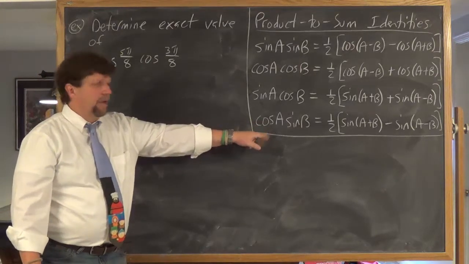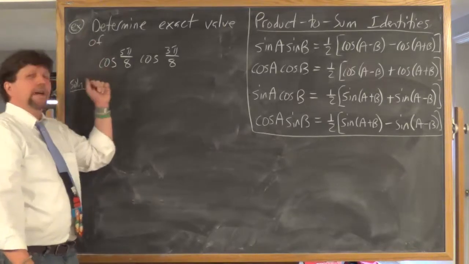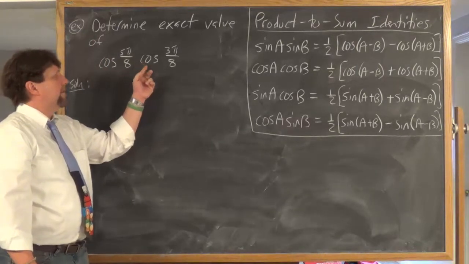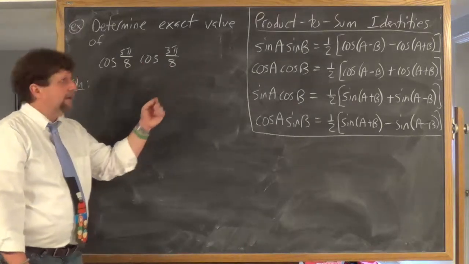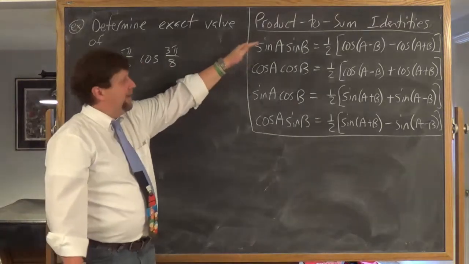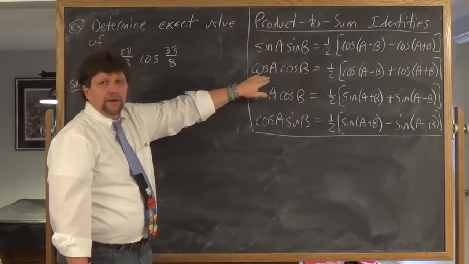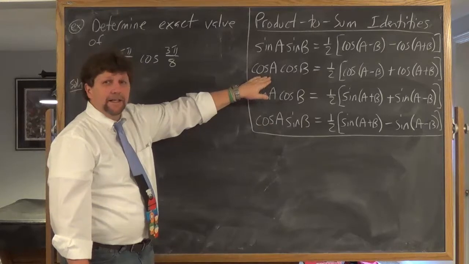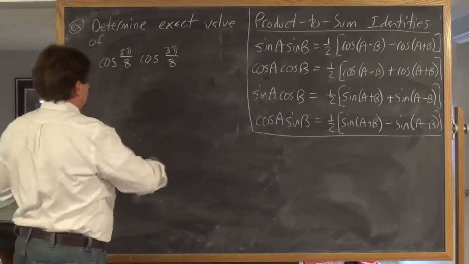All right, hey folks, for the next example, I decided to leave the product to sum identities up here on the board. The next example is determine the exact value of cosine 5 pi over 8 times cosine 3 pi over 8. So this is a cosine times a cosine. So I look at my product to sum identities for a cosine times a cosine. It's this one right here. So this is the identity that I will use for this problem. Let me just write the identity down.